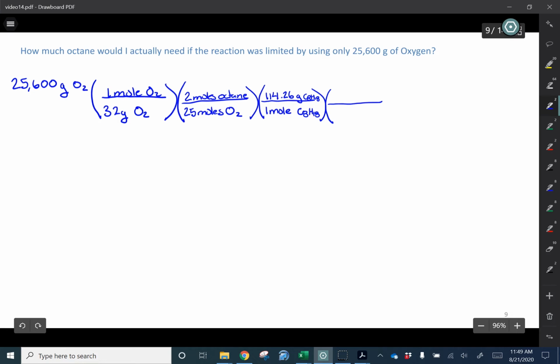And then we convert grams to gallons using density. 2,620 grams per 1 gallon. And now we plug and chug. We should get 2.79 gallons.